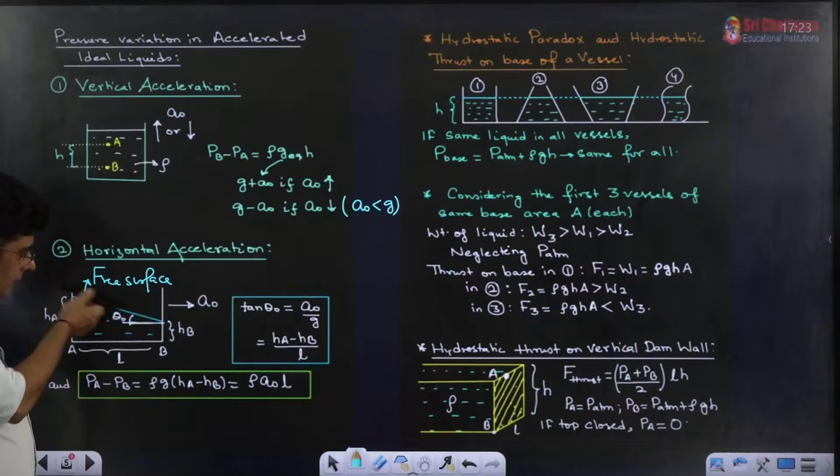And on this surface, the pressure variation is always normal to the surface. So if the surface is slanted, pressure will vary normally to the surface.